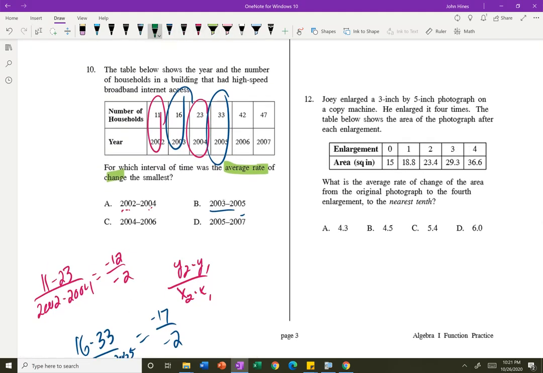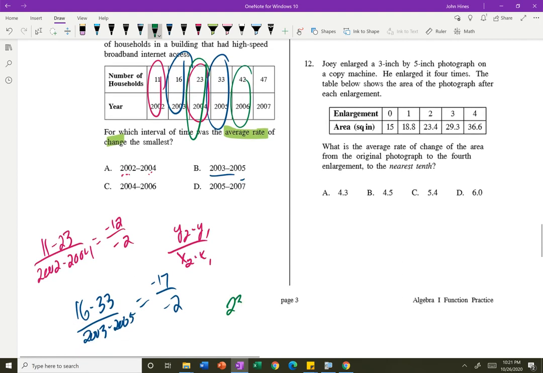2004 to 2006. So 23 minus 42. It's really nice that all the denominators are -2 here, because that just lets me compare the top numbers. -19 over -2. That's even bigger than all those other fractions.